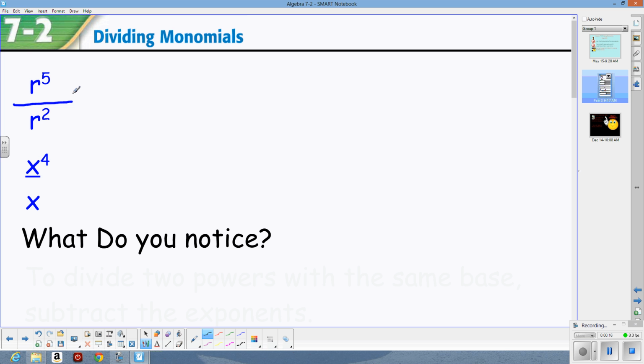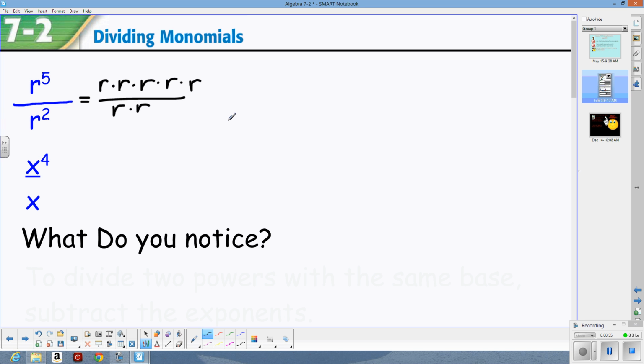In our first example, we have r to the fifth divided by r squared. Well, r to the fifth is the same thing as r times r times r times r times r, and r squared is r times r.